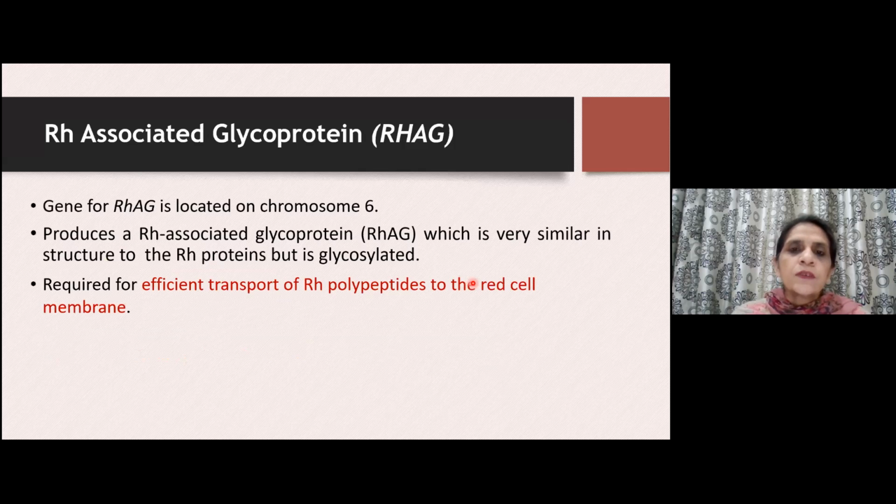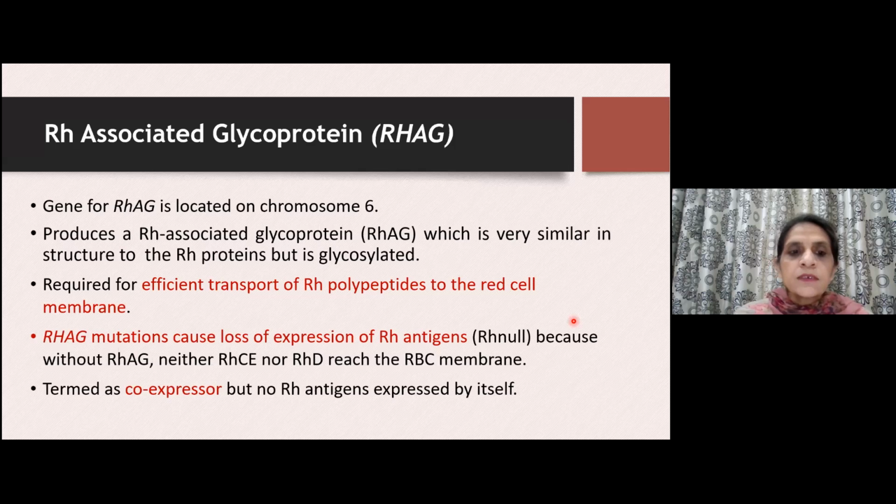Another gene which is important for the RH blood group system is RHAG, which is located on chromosome 6. It produces RH-associated glycoprotein. This is very similar in structure to the RH proteins, but the only difference is that it is glycosylated. It is nearly 40% similar to the RH proteins. Its main function is that it is required for the efficient transport of RH polypeptides to the red cell membrane. A mutation in RHAG causes loss of expression of the RH antigens, leading to the RH null phenotype, because without RHAG, neither the CE nor D antigens reach the red cell membrane. Hence, it is termed a co-expressor. However, by itself, it does not express any RH antigens.